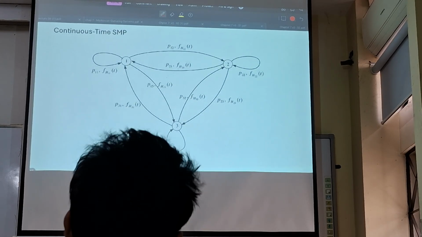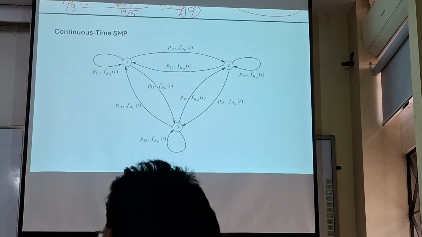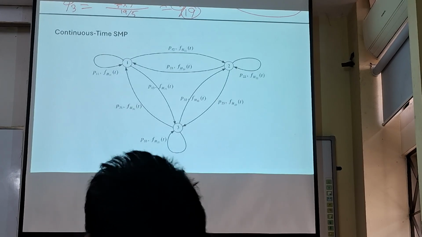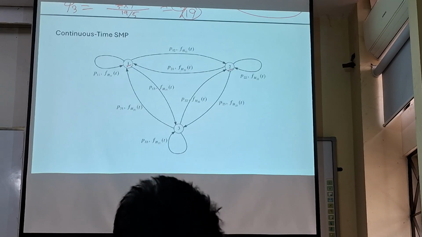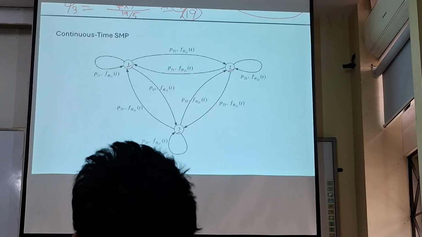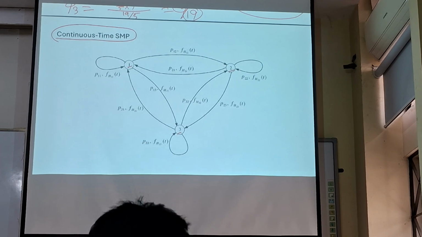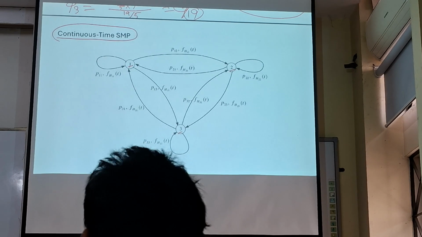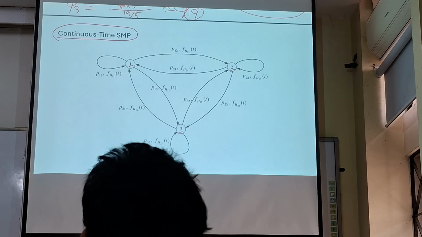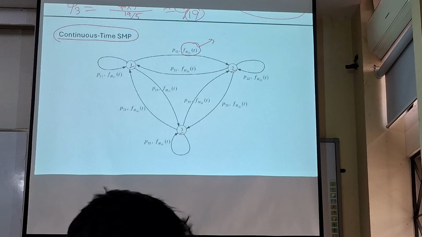Before we finish the chapter, I'll finish it quickly in 1 or 2 minutes. The states 1, 2, 3 actually are the states of a continuous time Markov chain, which is a semi-Markov process. Continuous time semi-Markov process. The only difference between this one and discrete time is that. What is the difference?